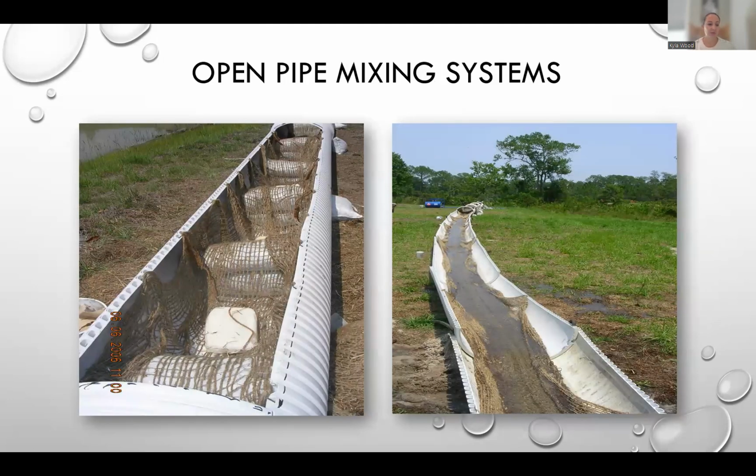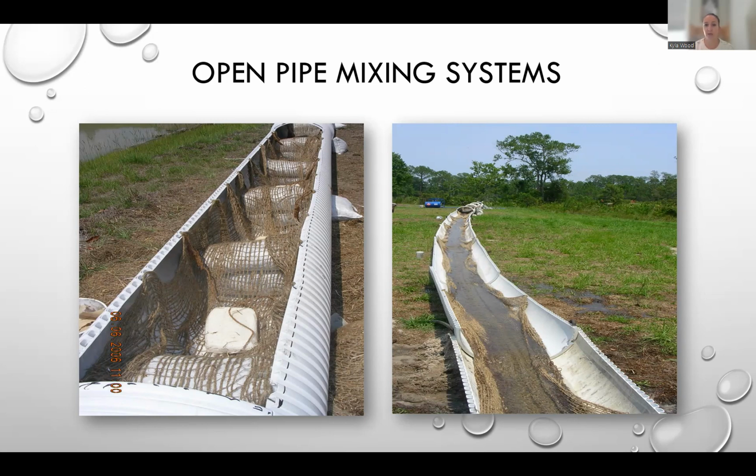Another really simple way to use the flocculants is an open pipe mixing system. So you can use split pipe, you can use an existing channel if you have it. And we like the open systems best if we can manage that, just because they're a lot easier to adjust to get enough mixing, enough reaction. The water velocity is not quite so high.